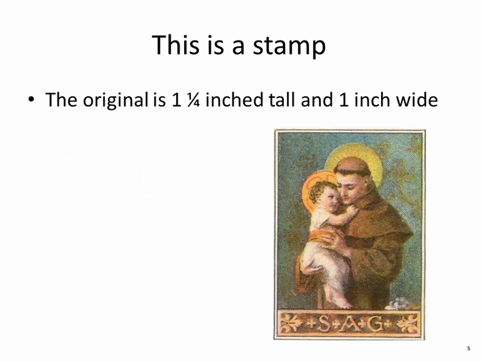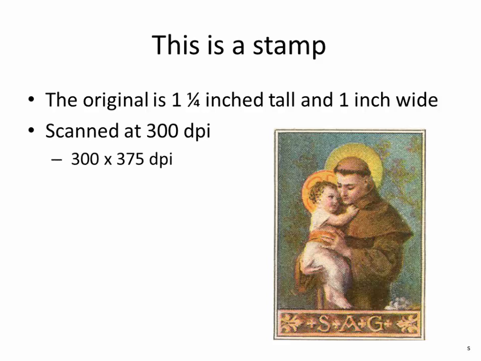So we'll start with a little stamp. This is one that I got from some Catholic icon from my grandparents. It's a little stamp, an inch by an inch and a quarter. And I like to use it as an example because it really shows off this size stuff. So what I did was I took it and I scanned it, using a 300 dot per inch setting. So I've got an image now that's 300 by 375 dots because it's a very small image.